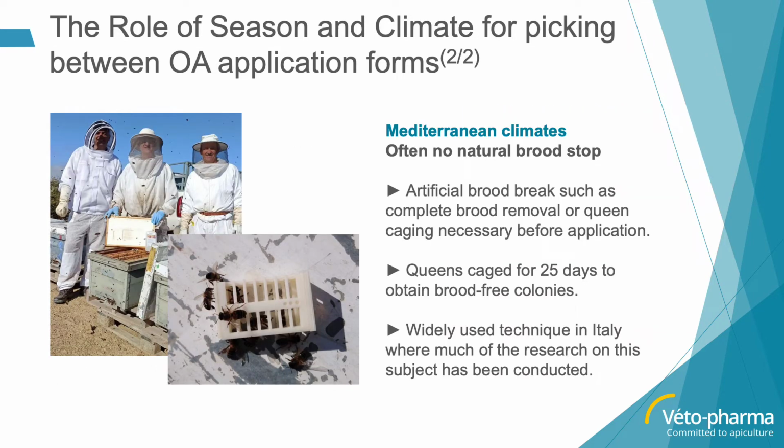Beekeepers in warmer climates, such as the Mediterranean climate, often do not have the luxury of a natural brood stop in winter. Beekeepers induce artificial brood breaks here, for example, by removing the brood completely before treatment or by caging the queen for 25 days before the application. This is a widely used technique in Italy, where much of the research on queen caging and oxalic acid treatments has been conducted.